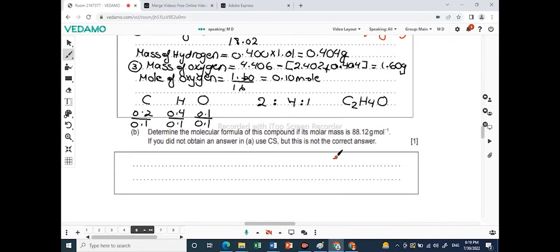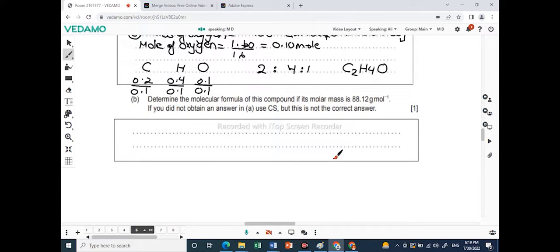Now I'm going to go through the B part, which is to determine the molecular formula of this compound if its molar mass is 88.12. So we need to start firstly with the molar mass of the empirical formula. You have 2 carbons, 4 hydrogens, and 1 oxygen. So your final molar mass is 44.06 gram per mole.